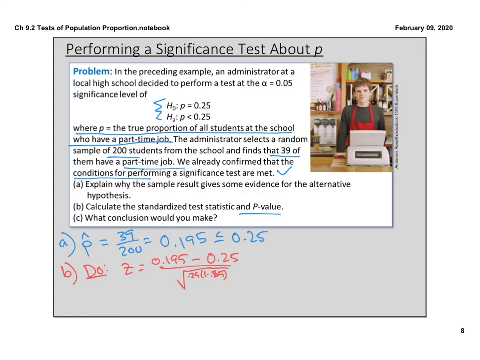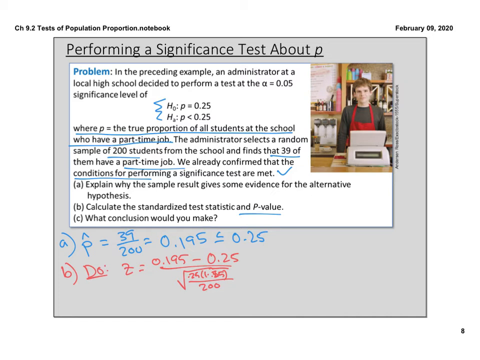Some people calculate that piece separately. You certainly can if you'd like. Pull that out and do that on its own. But that's what my standard deviation would look like in the denominator because it's a standard deviation of a proportion sampling distribution. So I'm going to take care of that denominator, 0.25 times the 1 minus 0.25.